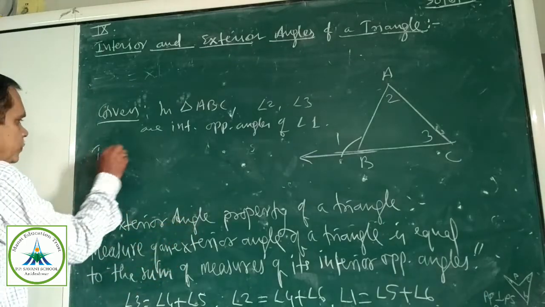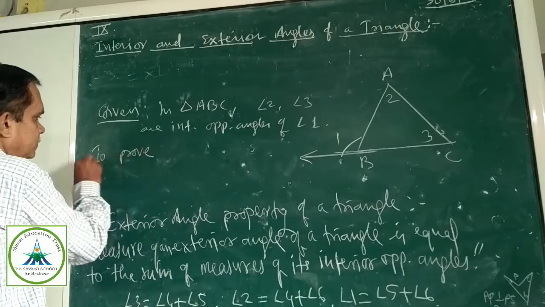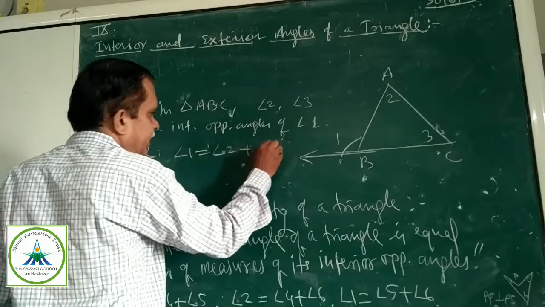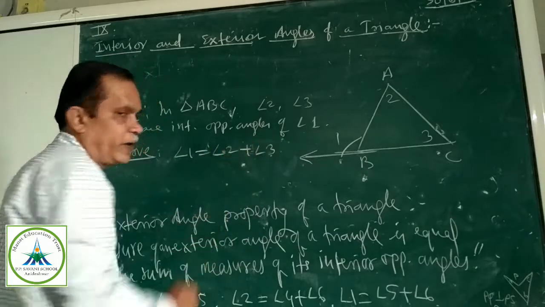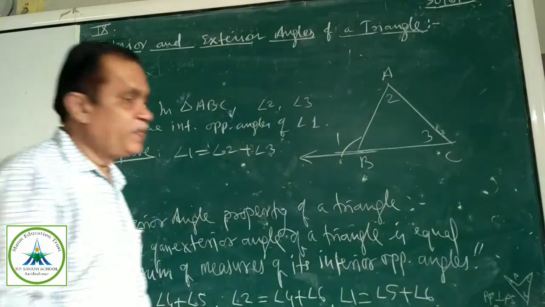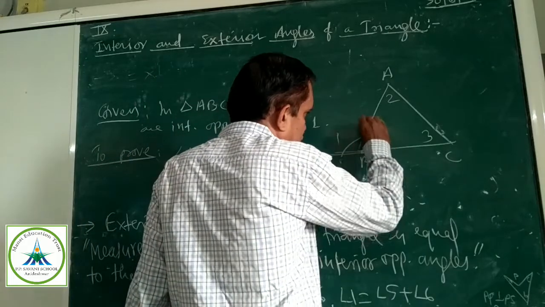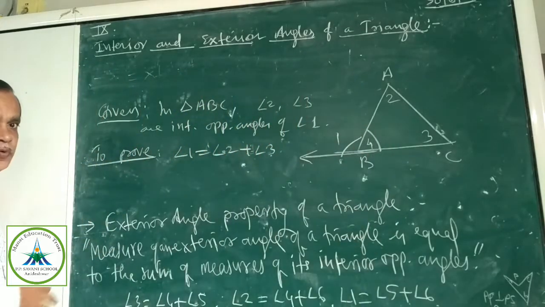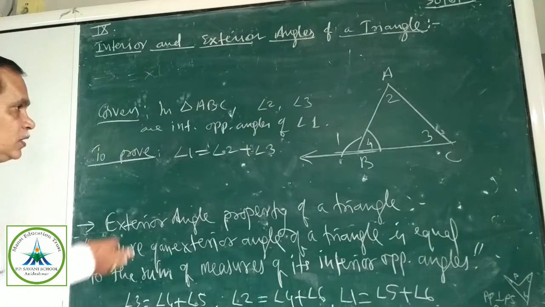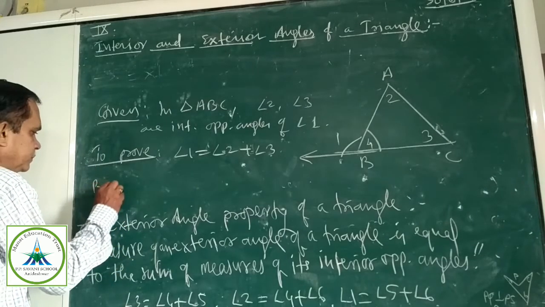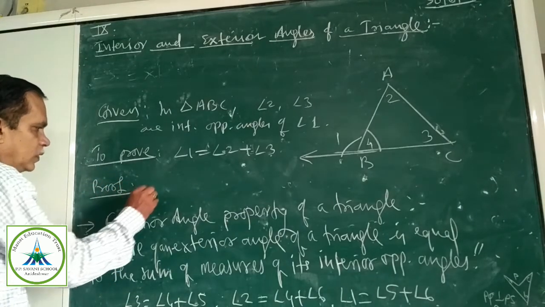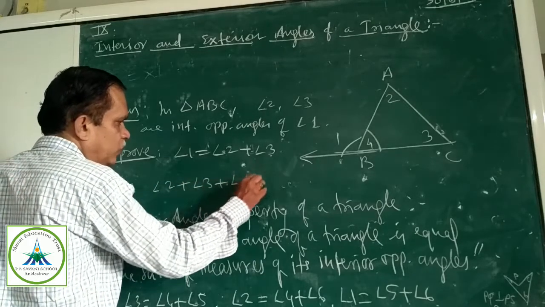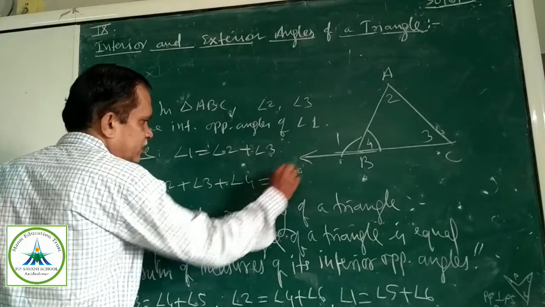To prove: angle 1 equal to angle 2 plus angle 3. Okay. See, I am naming this angle also, angle 4. Okay. Now see, students, all of you look here. We know angle 2 plus angle 3 plus angle 4 equal to 180.